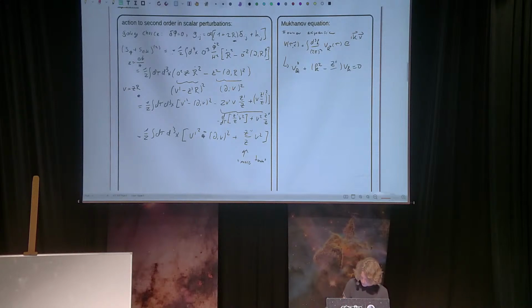minus z″/z. Okay, so this is exactly the same equation of motion you would get if you had a massive scalar field with the mass term z″/z. And this is an important equation. Maybe I can put a box on it, even though I cannot see where I'm drawing. Okay, good. Let me call this M for Mukhanov equation.